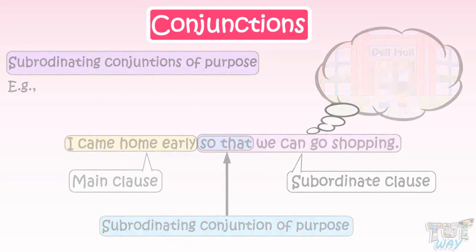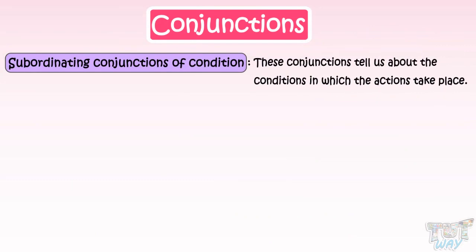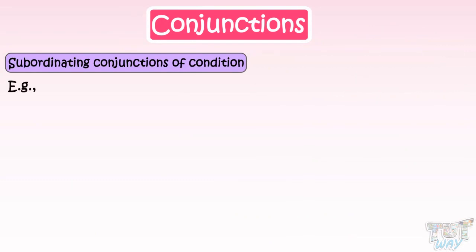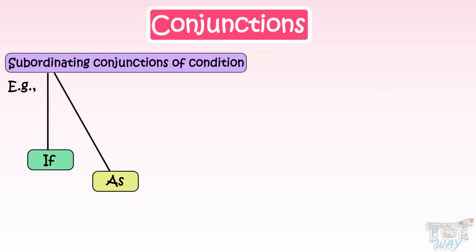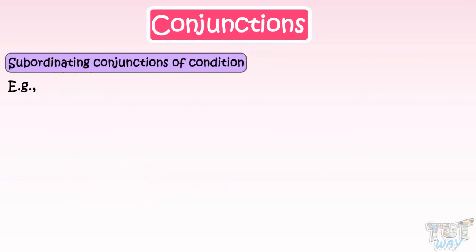The next subordinating conjunctions are the conjunctions of condition. These conjunctions tell us about the conditions in which the actions take place. For example, if, as, whether, provided that, unless, etc. Let's see some example sentences containing the conjunctions of condition.